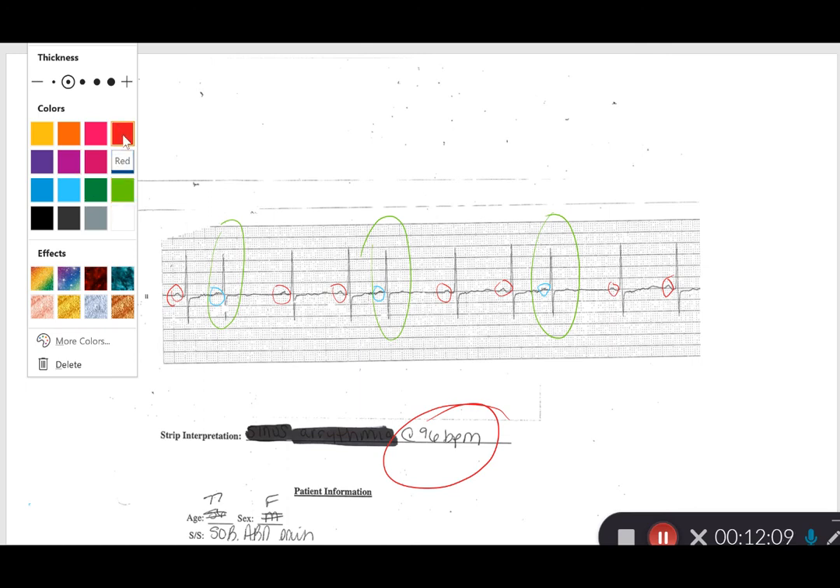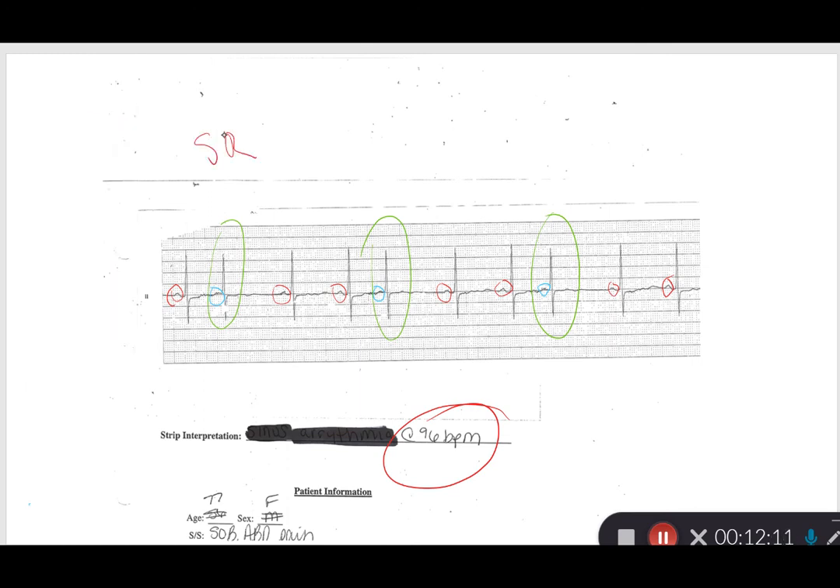So I would call this rhythm a sinus rhythm at 96 beats per minute with, you could say, trigeminal PACs. You could just write PACs, but it is every 3rd beat. So we have 1, 2, 3, 1, 2, 3. Technically you could call those trigeminal PACs, but just putting PACs is just fine. So sinus rhythm at 96 beats per minute with PACs.